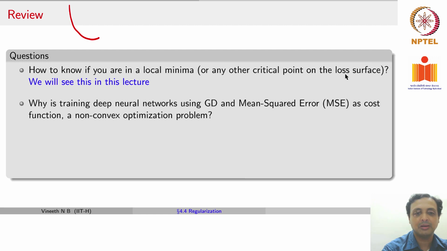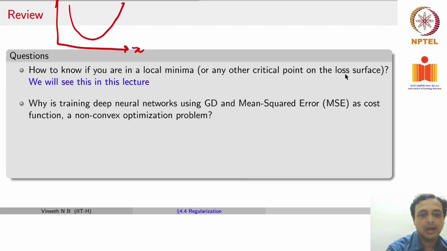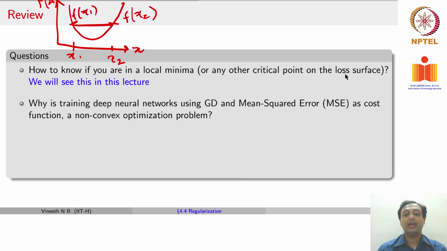So remember, this is a simple example of a convex function. The definition says that if you have a point x1 and a point x2, with f of x1 and f of x2 on the f of x axis, then the line connecting f of x1 and f of x2 will always lie above the curve.